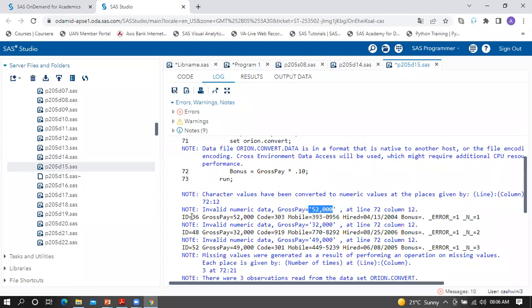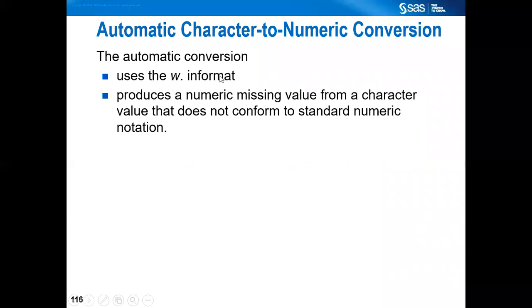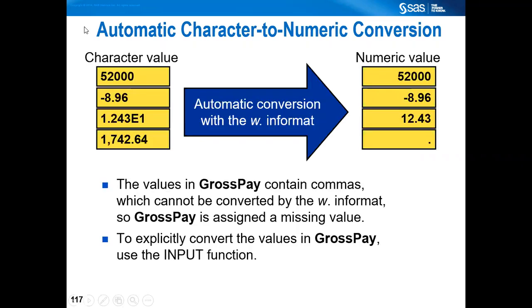Getting it? But it's not true with ID, because ID is simple numbers. Hence, it was standard numeric data, and that is why it automatically performed the conversion for ID without any notes or errors, and produced the values. But when we did the same with gross pay, it produced a numeric missing value from a character value that does not conform to standard numeric notation, because the gross pay values were non-standard data values. Agreed? That is the reason we use informats. Now we'll see how to use those informats.